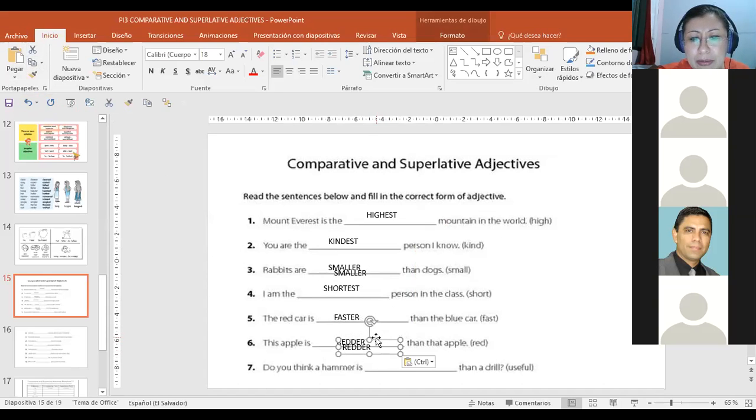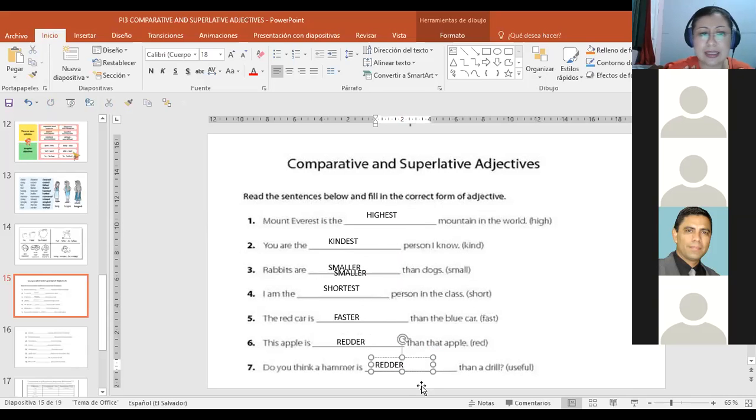Okay, number seven. Maybe Katia, would you like to close the exercises? Okay, tell us. Do you think a hammer is most useful than a drill? Okay, in this case it's more. Cuando usemos un comparativo, usamos la palabra more. Y es normal, Katia, porque creo que usted no tomó la clase de ayer, entonces ayer fue que vimos lo de more. Don't worry, it's good for you to reaffirm this. For the superlative, we use most, but for comparative, when you have more than three syllables, you use more. So you say, do you think that a hammer is more useful than a drill? Okay, very good. Thank you, Katia.